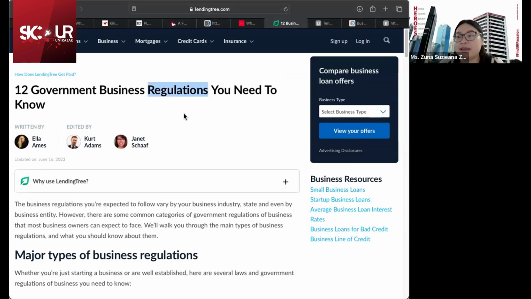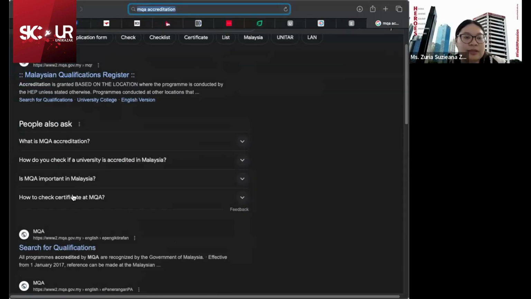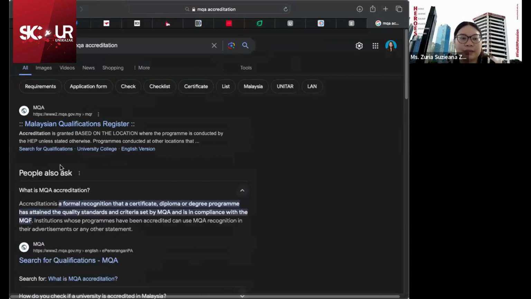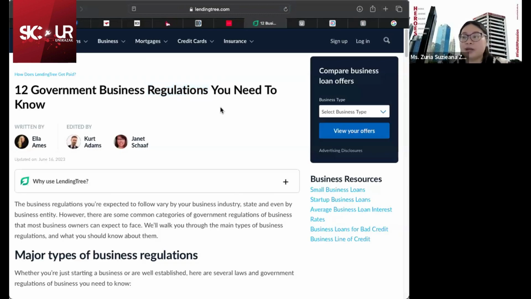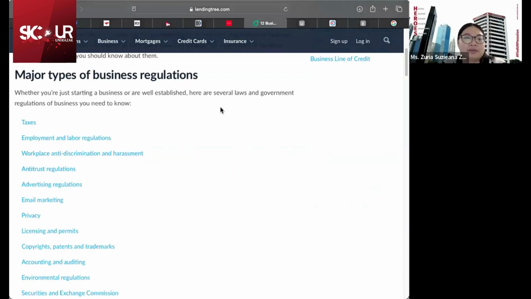Yes, BNM. What is the regulation? If you have the exact act or the policy or regulation. For example, I have the MQA accreditation audit, whatever we call it. We have accreditation, MQA accreditation. So that is for IPTS accreditation to make sure that it's in compliance with the MQF. Keep on writing that. Later we will look at it and share together. So the 12 government business regulations that we need to know are here, there are 12.